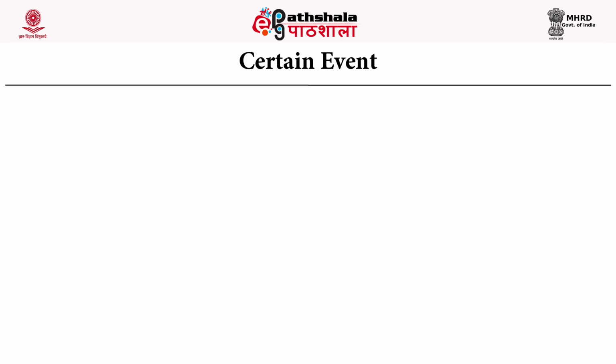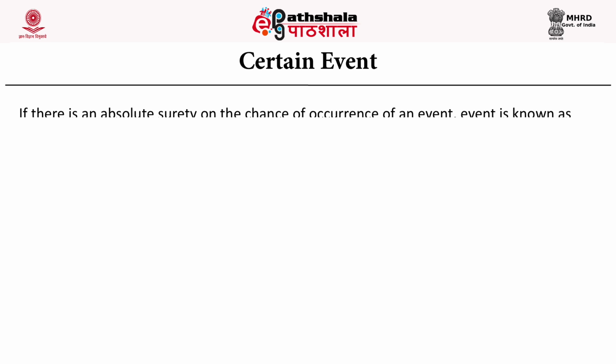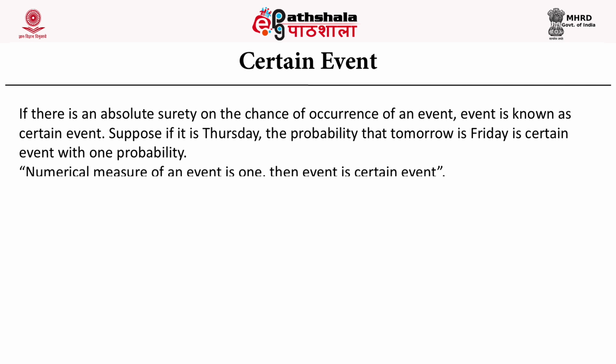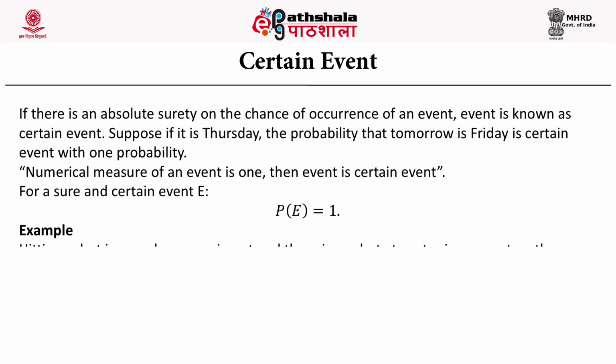Certain events. If there is absolute surety of the occurrence of an event, it is known as a certain event. Suppose if it is Thursday, the probability that tomorrow is Friday is such that there is a certainty that tomorrow will be Friday. So the outcome is 1. That means the probability of E is equal to 1.